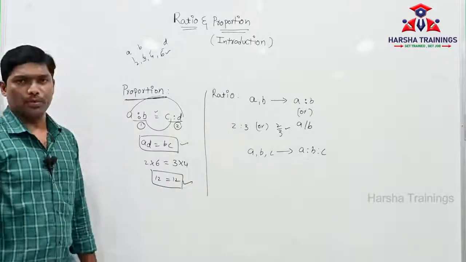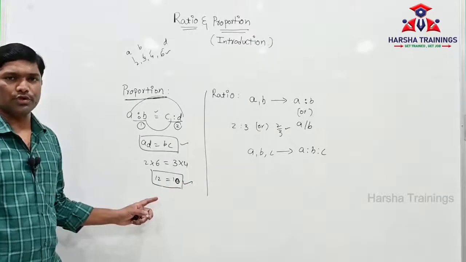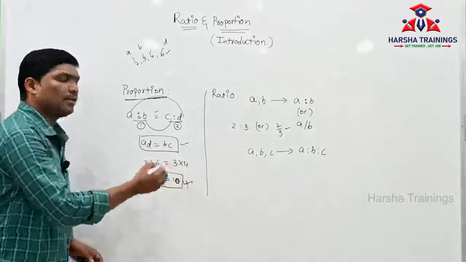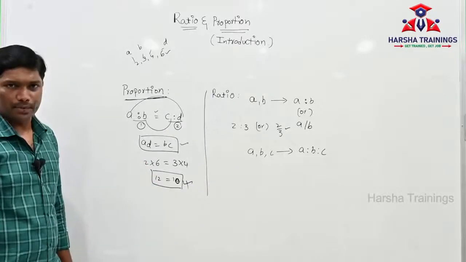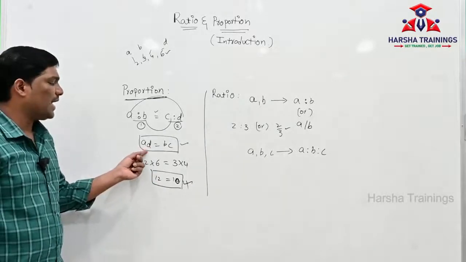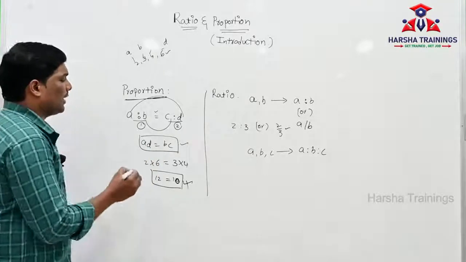It is a proportion. For example, if 12 is equal to 10, is it a proportion? No, it is not a proportion. The proportion means two ratios are equal is called the proportion. The proportion formula is AD is equal to BC.